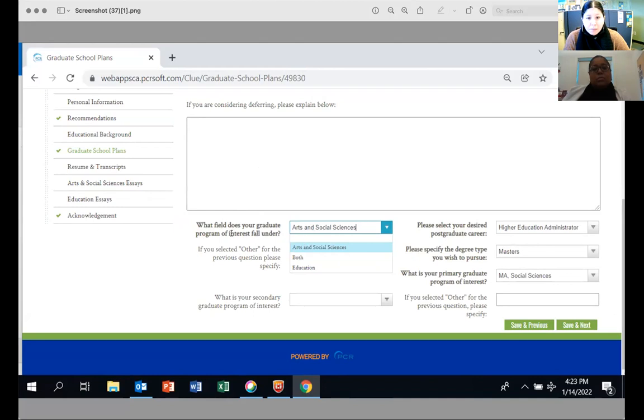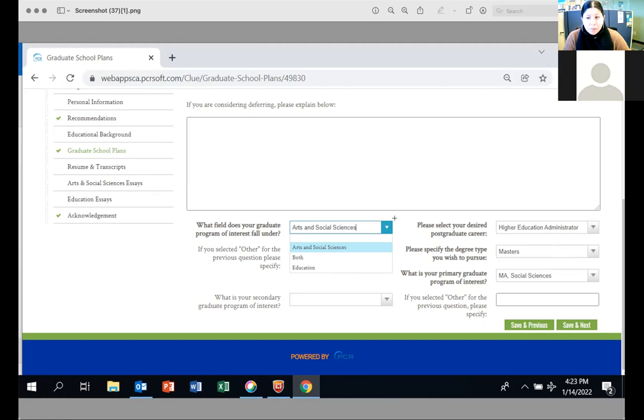So if you chose arts and sciences, then you're going to see the arts and sciences questions later on. If you chose both, you would see both in the order of arts and sciences and then education. And if you chose education, you would only see education. So, as you complete each page and you hit save and next, those answers determine what you're going to see later on, particularly when it comes to the essays.